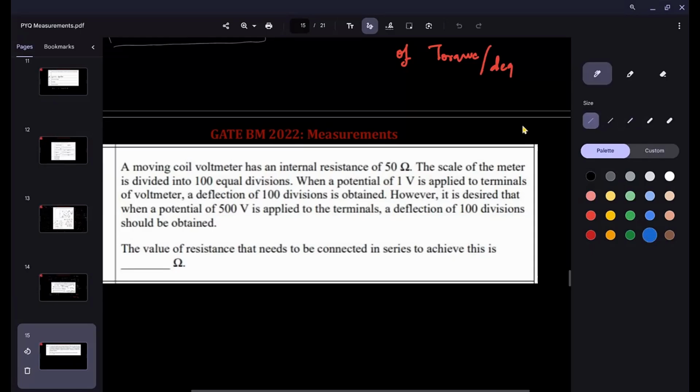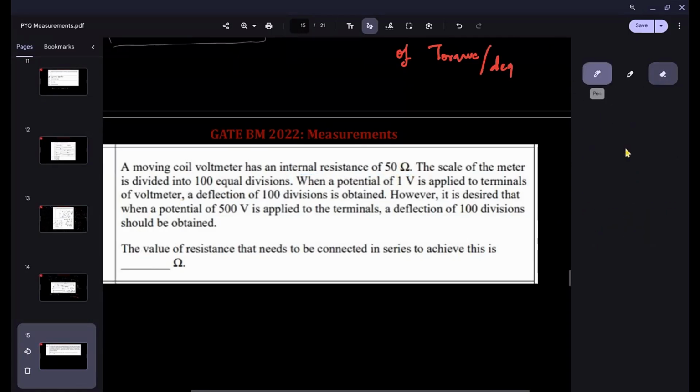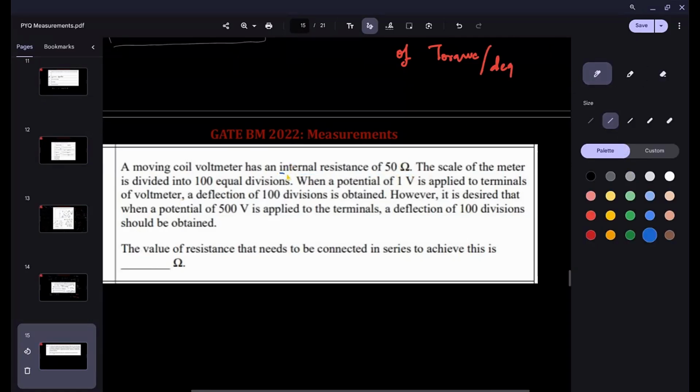Let me highlight. There is an internal resistance of 50. That statement means something. Just tell me in simple English, or in the terminology that I just explained. Divided into 100 equal divisions. Fine. Then when 1 volt is applied, 100 divisions is obtained. What does that green mean? And then, if you apply 500 volts, you want 100 divisions. What does that orange mean?